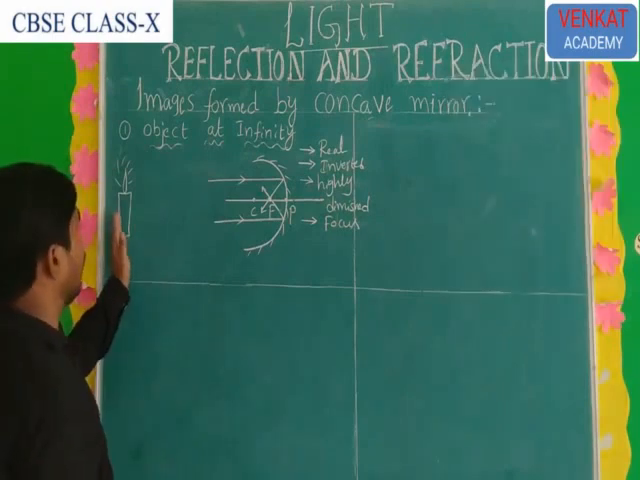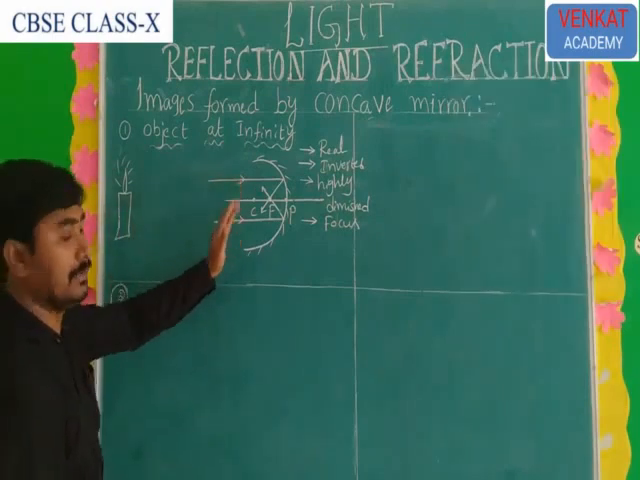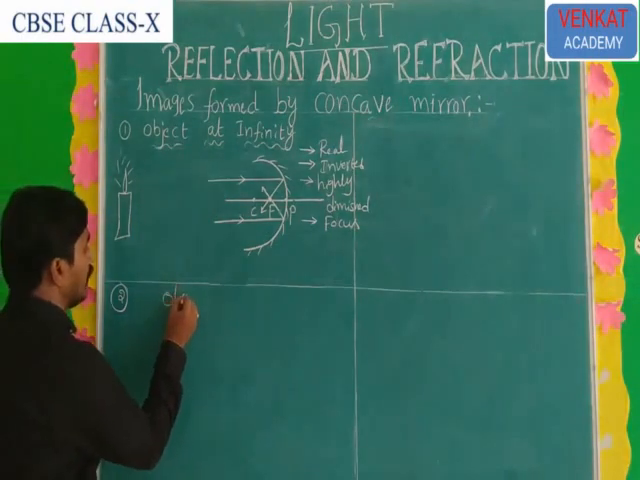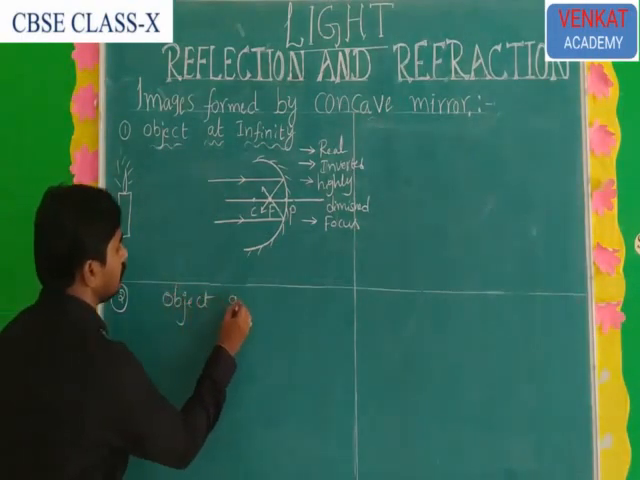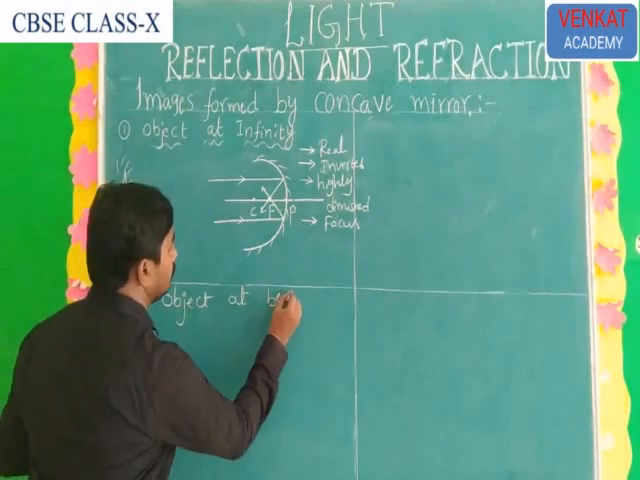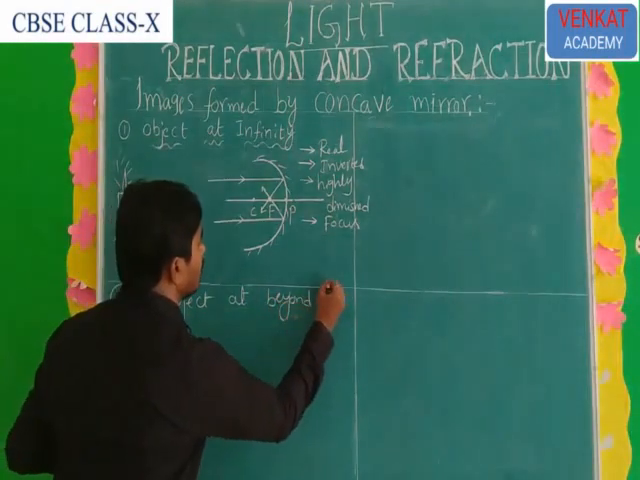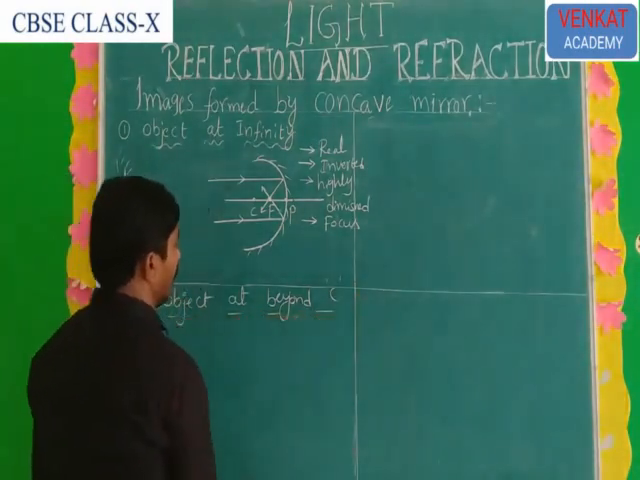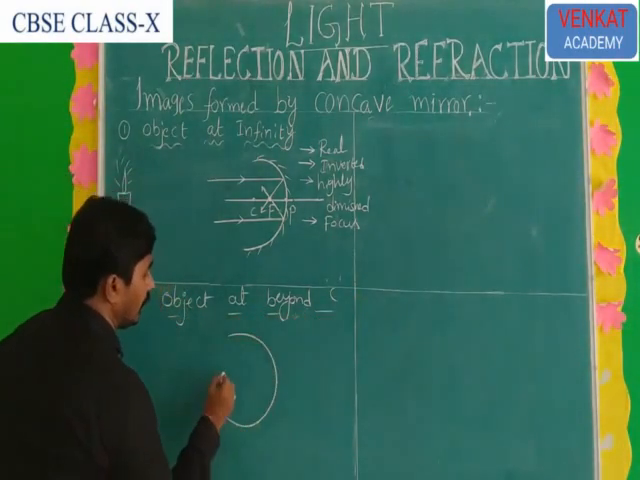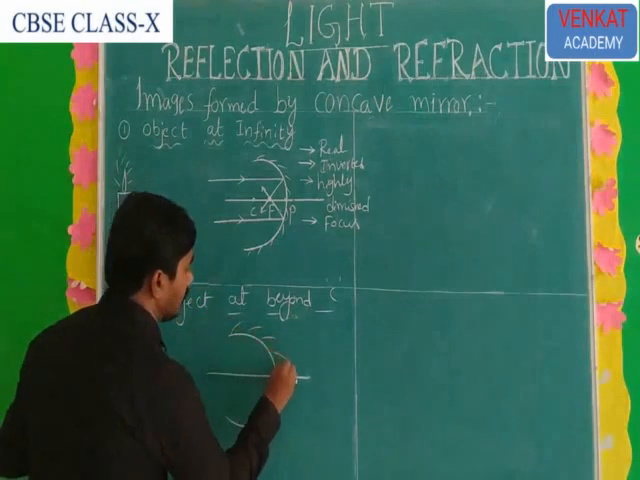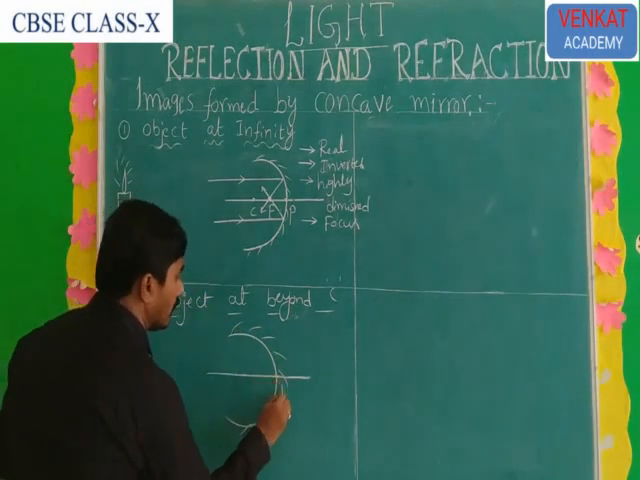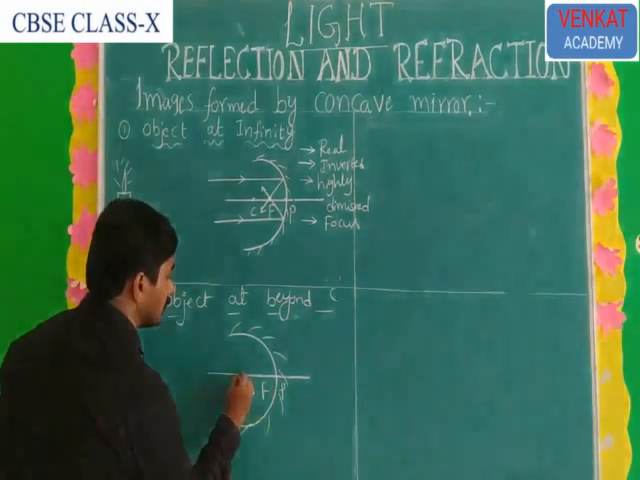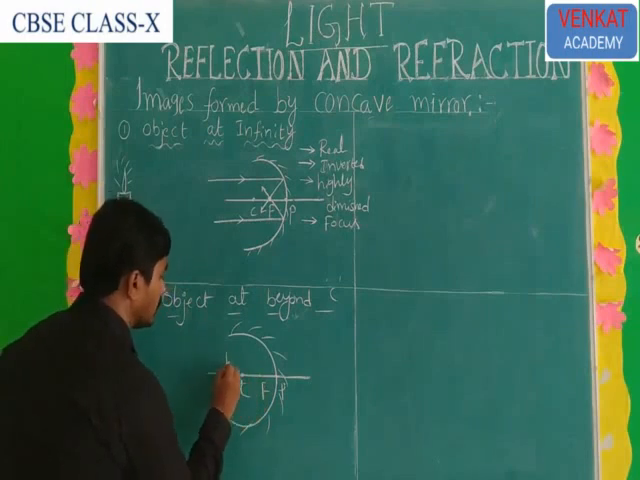Second condition, the candle is shifted beyond C. It means the object is placed beyond C, where C means center of curvature. This is the second condition. In the second condition, the object is taken. This is the pole, focus, center of curvature. So the object is beyond C.